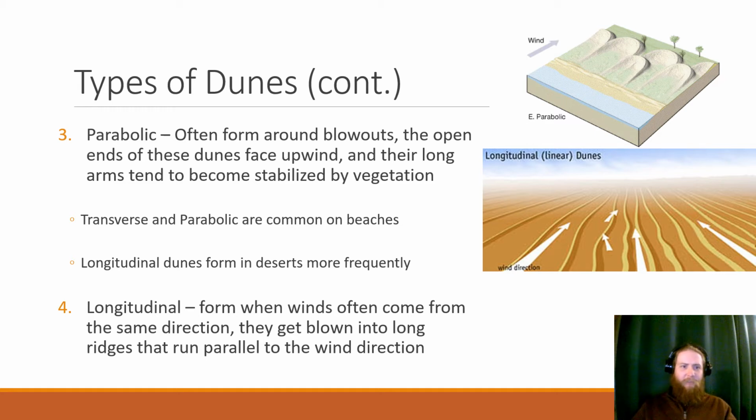Longitudinal dunes form when winds come from the same direction, and the sand gets blown into long ridges that run parallel to the wind direction. So instead of transverse dunes, which get a shorter run because they're blown at a 90-degree angle, these longitudinal or linear dunes are blown into long parallel lines.